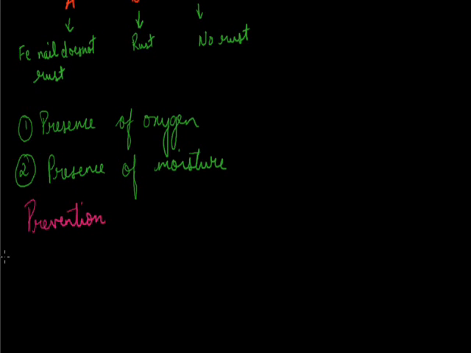So prevention: first is by painting the iron. For example, the railings in your house, you see they are painted black with black paint, or they are mostly painted. Nevertheless, you don't see an iron railing as such. If it is kept as such, then you will find that there is a deposition of rust. So we can prevent it by painting with paints and varnishes.